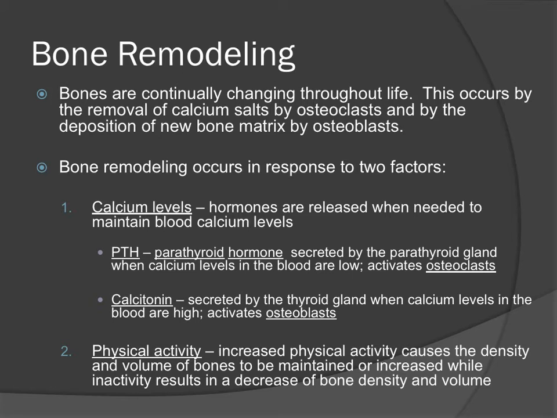Now remember what the osteoclasts do. They nibble away. This is the cell that nibbles away at your bone and resorbs it. So that's taking bone away because your calcium levels are low. Calcitonin, secreted by the thyroid gland when calcium levels in the blood are high, activates your osteoblasts.